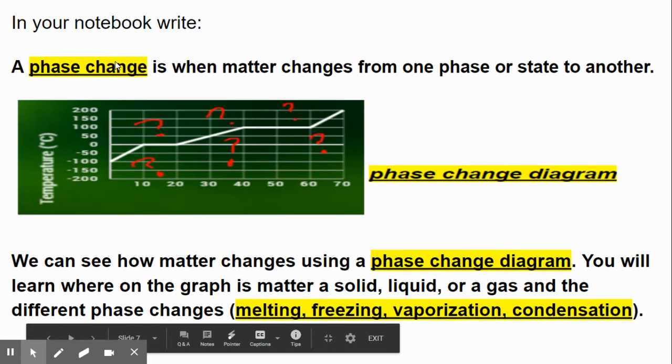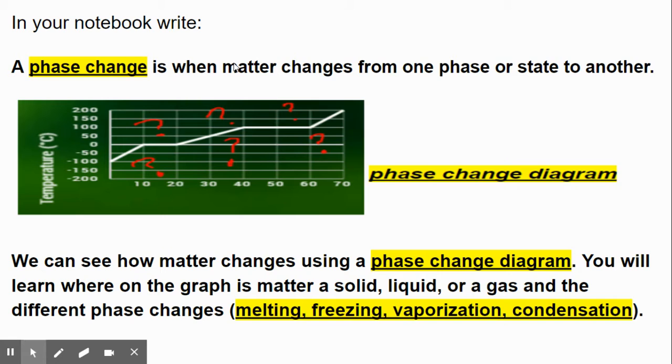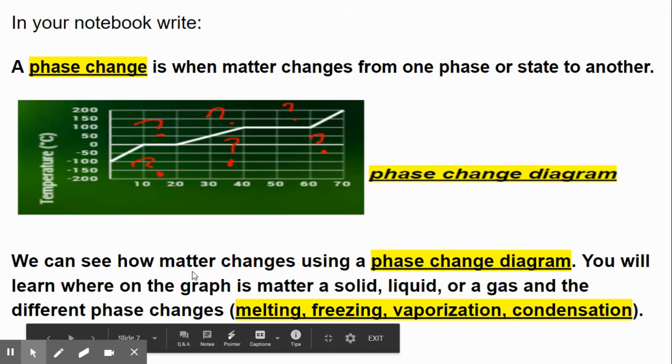In your notebook, write phase change is when matter changes from one phase or state to another, like from a solid to a liquid. This is a phase change diagram. We can see how matter changes using a phase change diagram. You will learn on the graph where matter is a solid, liquid, or gas, and the different phase changes: melting, freezing, vaporization, and condensation.